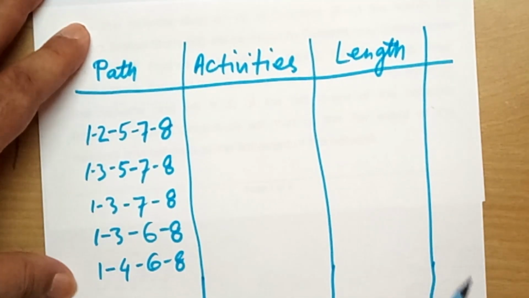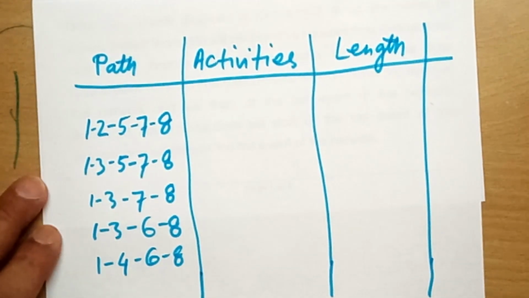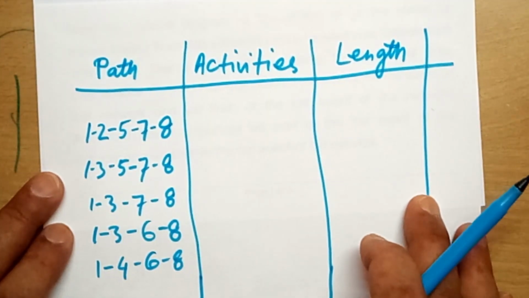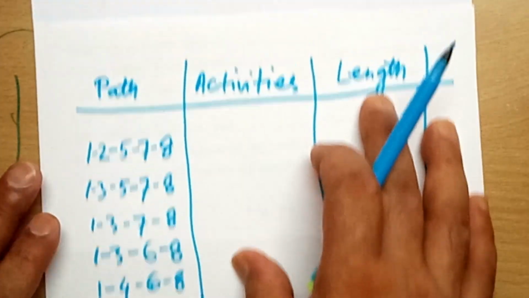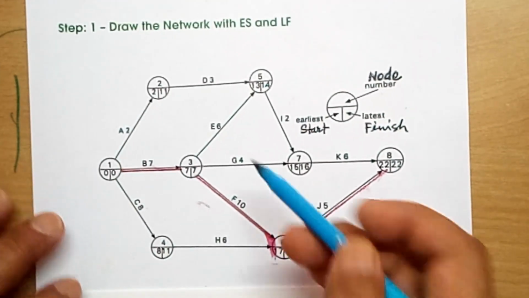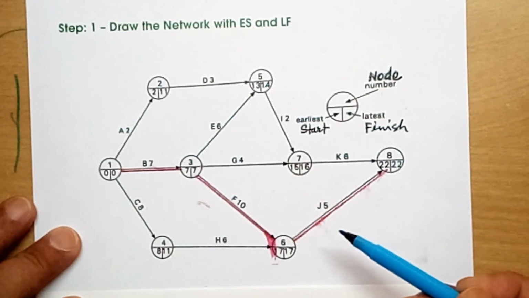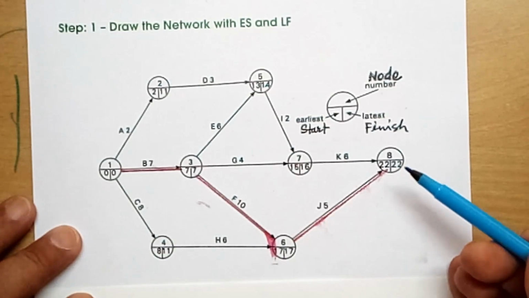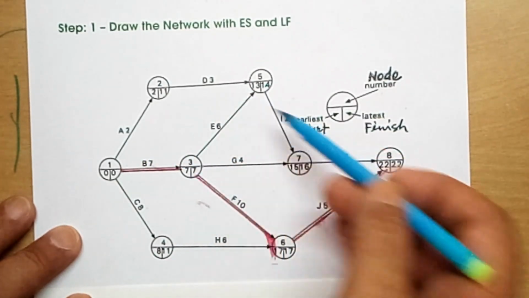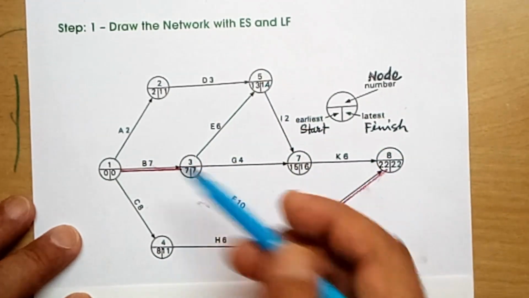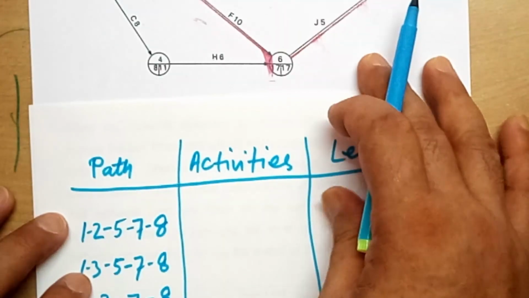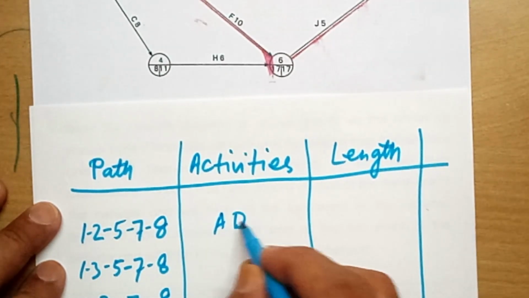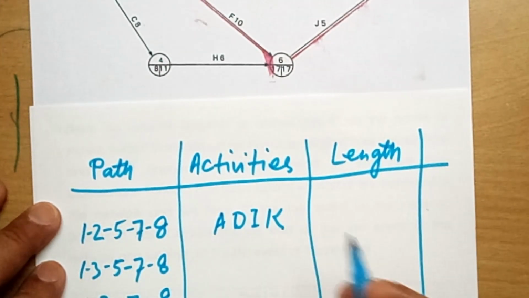Obviously, you can also identify these paths by activities. So these are the node numbers and these are the activities. By activities also we can identify the paths. So the first path, 1, 2, 5, 7, 8 by node numbers, is A, D, I, K by activities. So we write it A, D, I, K.